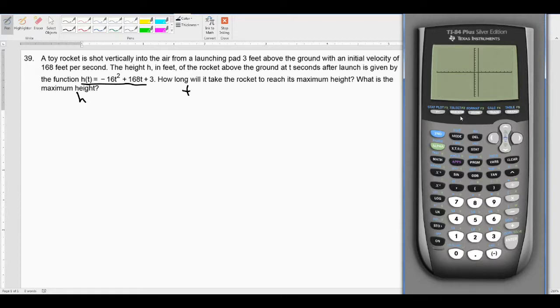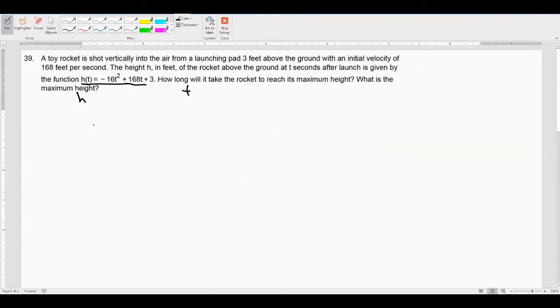Well, sometimes the calculator isn't always the best thing to use. Zoom 6 takes you back to the regular window. That just shows you don't always depend on the calculator. Depend on your math. So, notice this is a quadratic equation, and we have an a, which is negative 16 because it's in front of the t squared. We have a b, which is 168 because it's in front of the t, or the x.